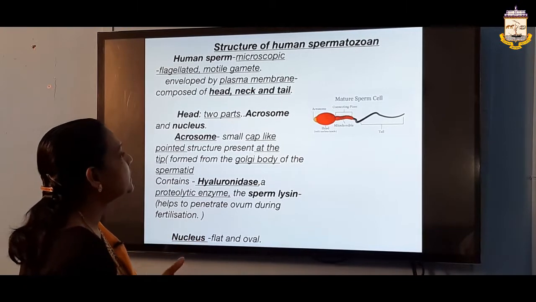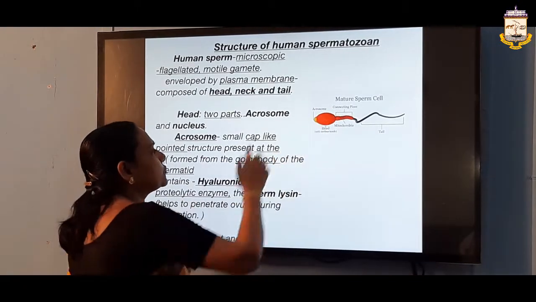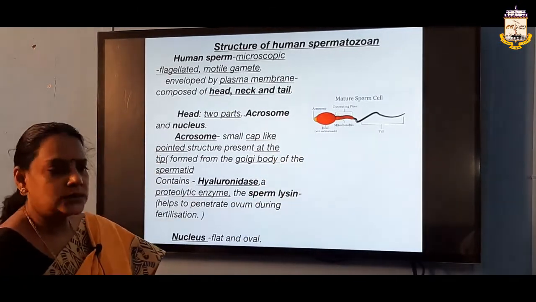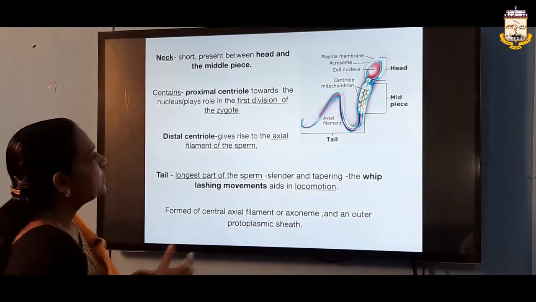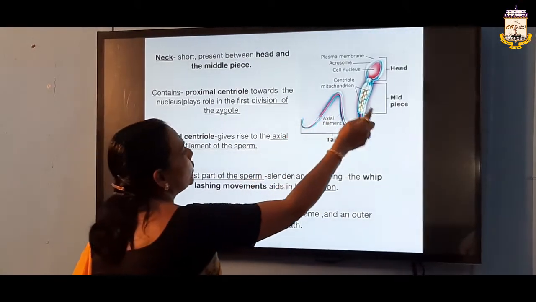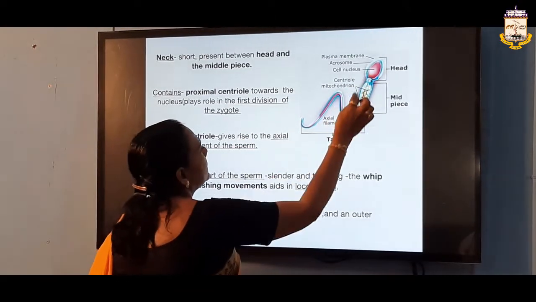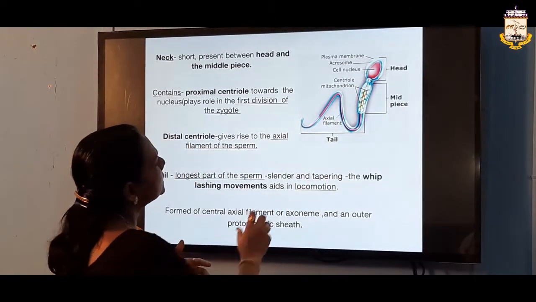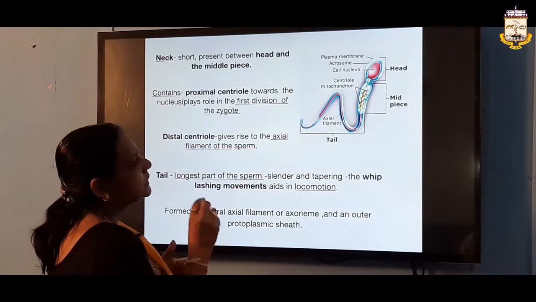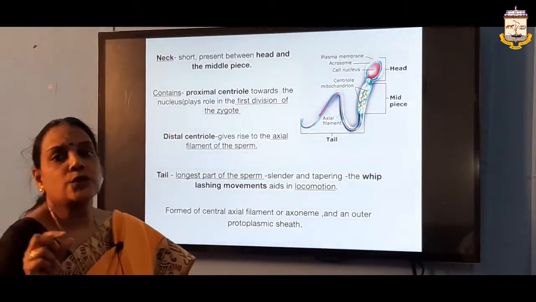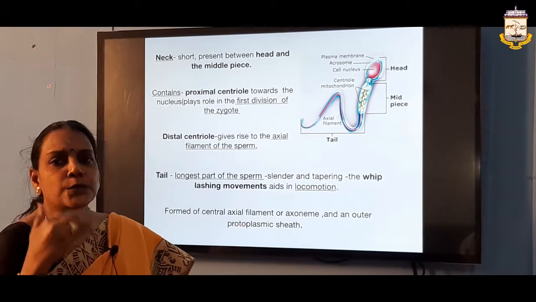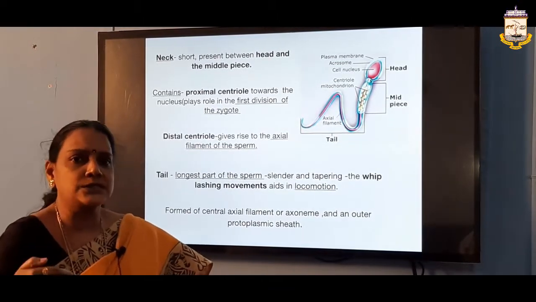Next one is the nucleus. So, the nucleus, the rounded structure, it is a flat and oval structure. Now the neck region, after the head is over. In the neck region, which is present between the head and the body, so here the middle piece, between that you see the neck region. Here two rounded structures, which you call centrioles, are present. One is the proximal centriole, another one is the distal centriole.